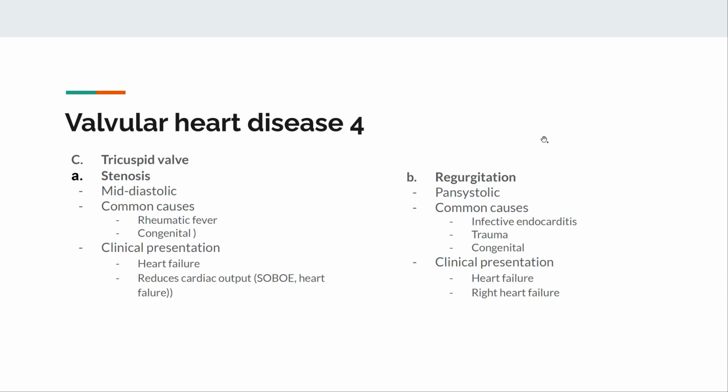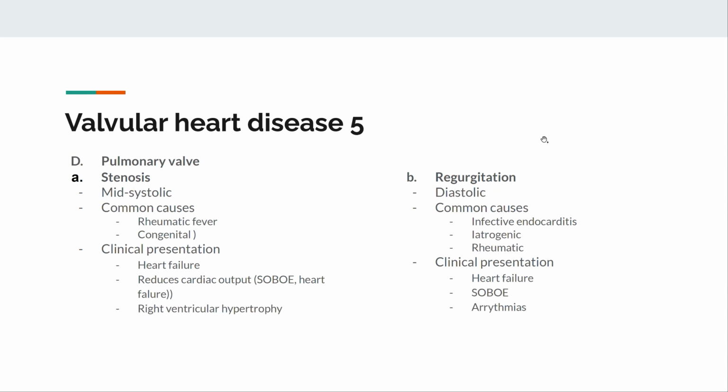So in terms of the tricuspid valve, you've got tricuspid stenosis. This is a mid-diastolic murmur, and its most common causes are rheumatic fever and congenital causes. Patients most likely present with a reduced cardiac output, so shortness of breath and heart failure, if it's chronically there. Then in terms of tricuspid regurgitation, you're going to have a pansystolic murmur. Again, common causes are infective endocarditis, trauma, and any congenital abnormalities. And clinically, they can present with some sort of heart failure.